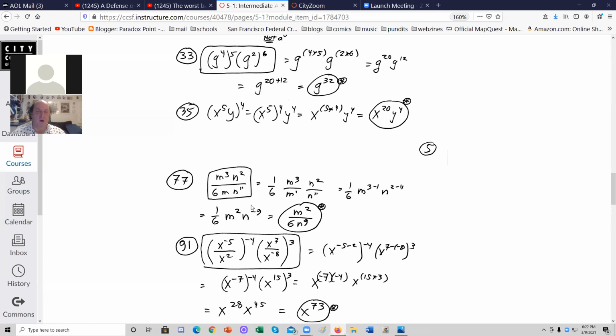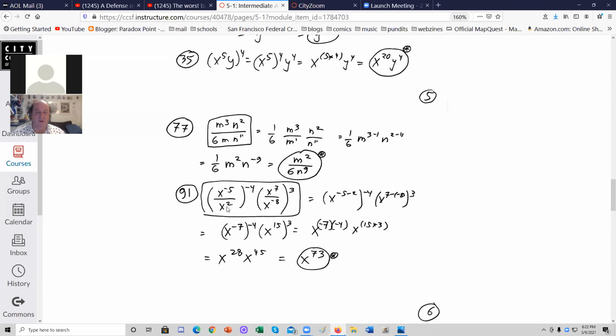Now a negative power, n to the negative 9, means a positive power, n to the positive 9, in the denominator. So we rewrite this as m to the 2nd over 6n to the 9th. Many of the problems in the book ask you to end up with everything in positive powers, if need be, in denominators. Here we have a really messy one.